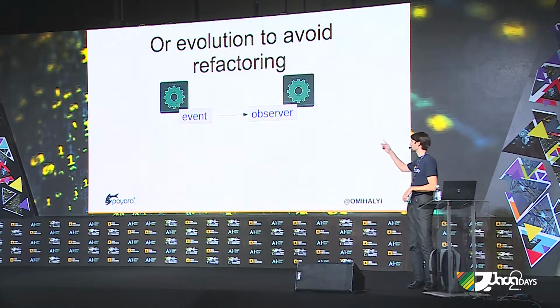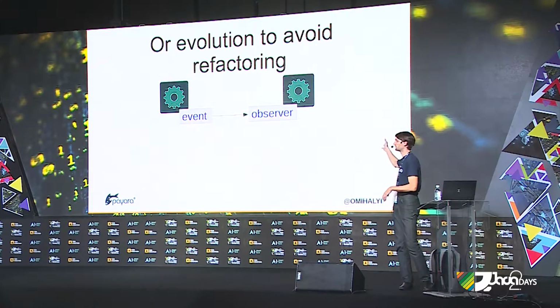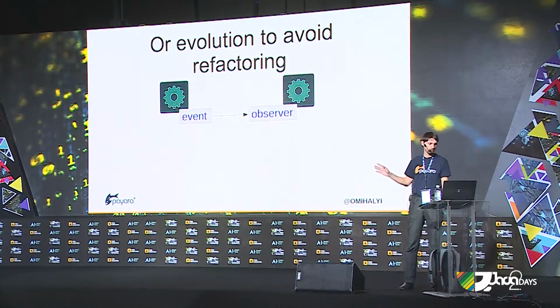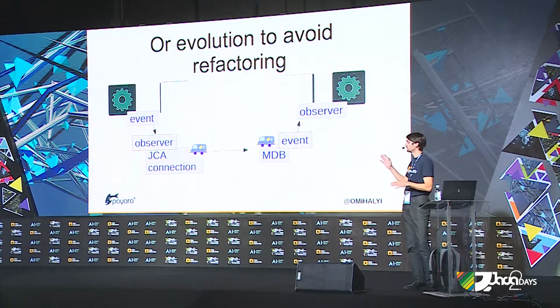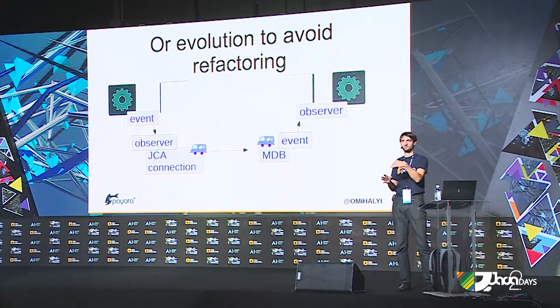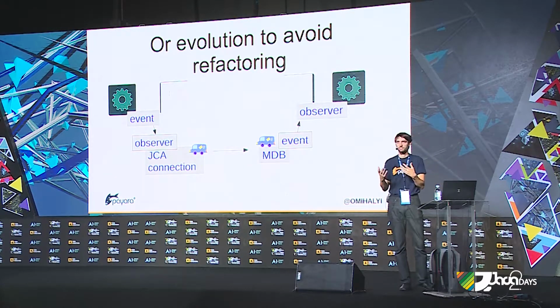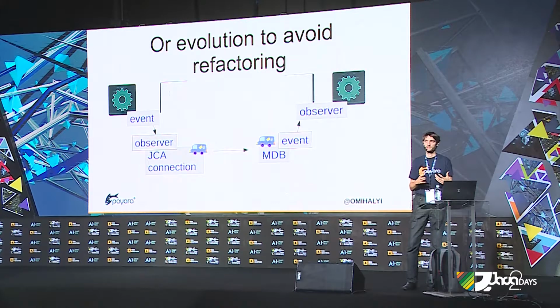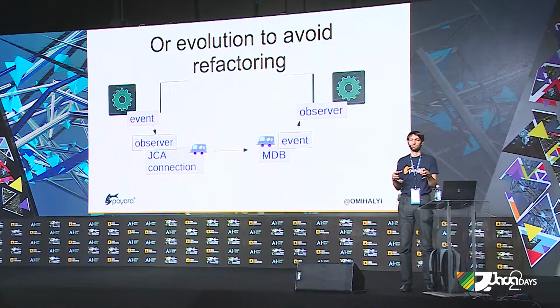If you start with something like this, you have an event thrown by one service and observed by another service, you can replace the mechanism how the events are dispatched with your custom mechanism, and you can use these JCA connectors which are already there, or you can build your own, or you don't even have to build JCA connectors. It's just an example of how you can plug some technology inside your runtime.